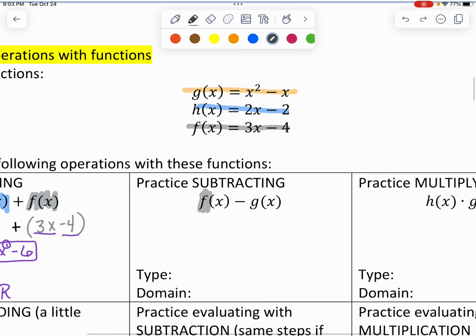Okay, then, spoiler alert. F of x minus g. What color is g? You said that's orange. It looks more like peach. Okay, so f of x.